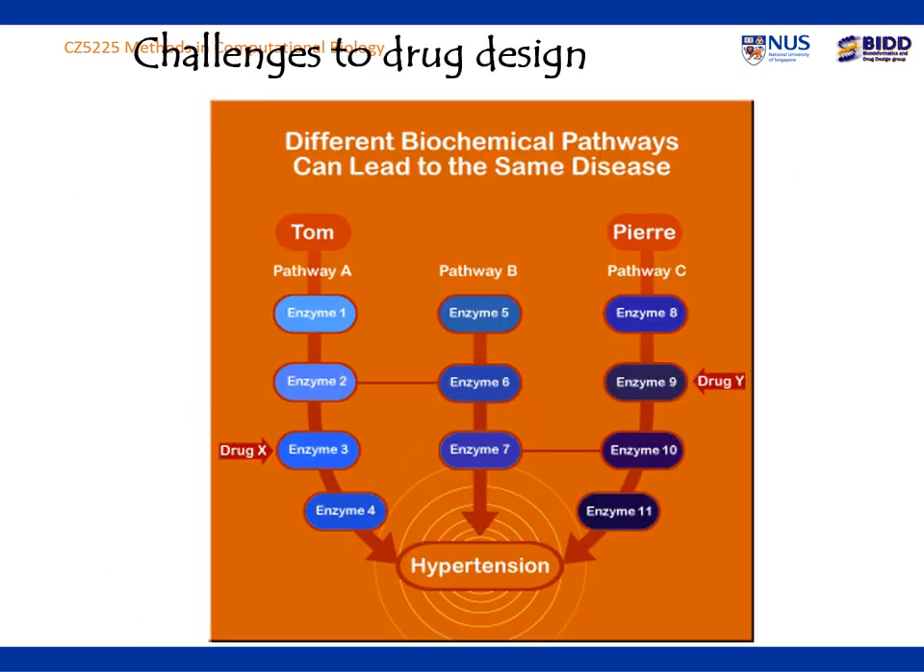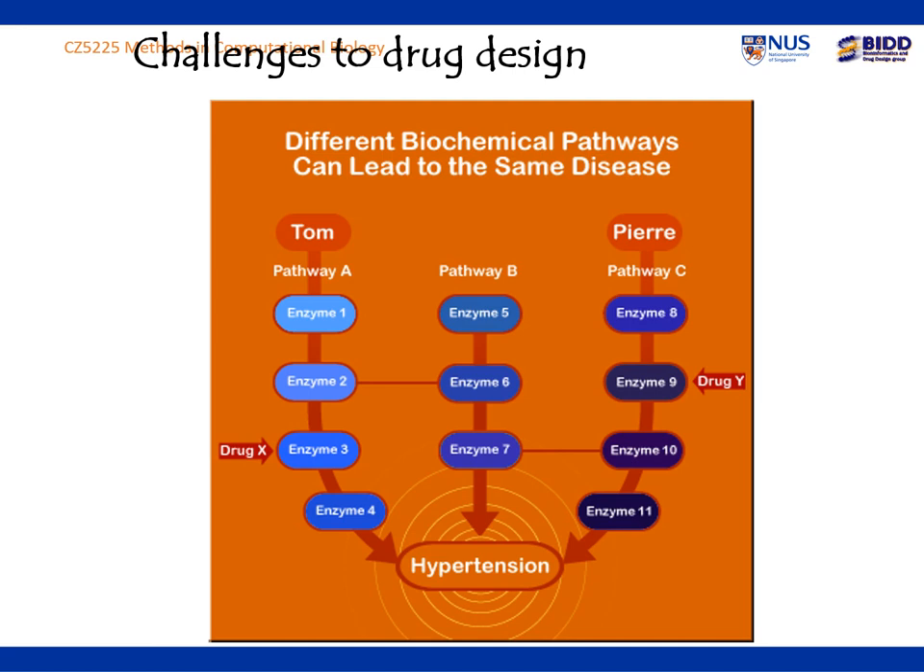There are many challenges in drug designing. As you can see in this example, different biochemical pathways can lead to the same disease. There are two individuals, Tom and Perry. In Tom, pathway A results into the progression into hypertension. In Perry, pathway C is resulting into the hypertension. Various enzymes are involved in those pathways. There is a third pathway called pathway B, which is also resulting into the hypertension.